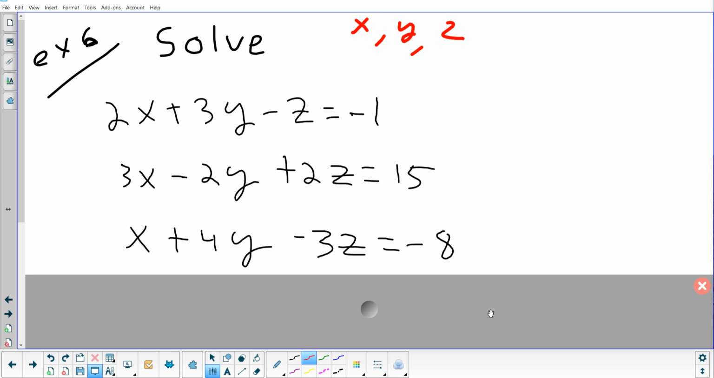So is that how the problem's going to be worked tomorrow? You're going to have it like a word problem? Yeah, you'd have sentences. Yep.